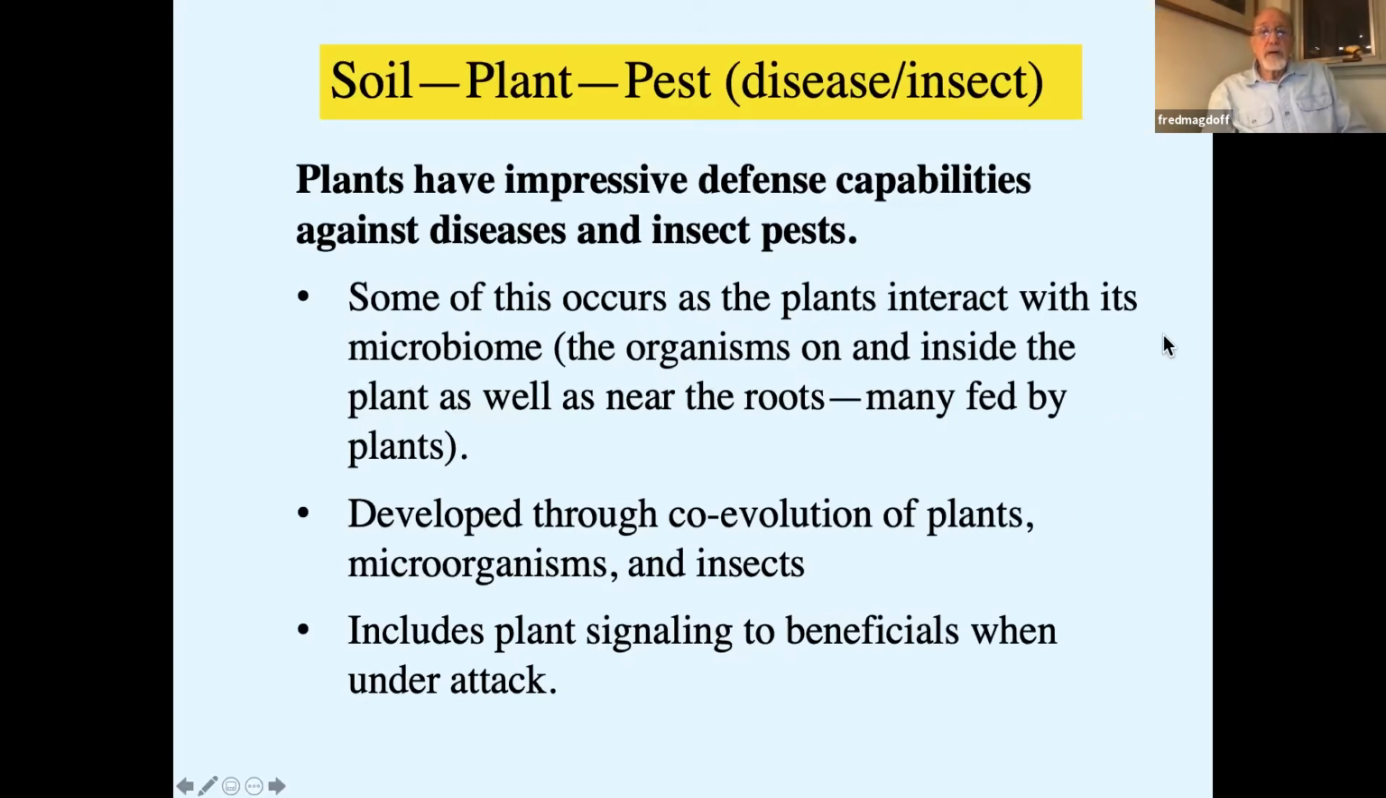Okay, so I'd like to talk a little bit about plants, soil, plants, and pests. And that's disease, insects. We could talk about weeds if people want to as well. But the thing that's really interesting to me, and something I learned along the way, it's nothing I learned when I was a student at the time, is that plants have impressive defense capabilities against diseases and insects. And some of this occurs as the plants interact with their microbiome. I presume everyone's aware that we've got all these organisms living on our skin, in our mouth, in our gut, the human microbiome. Well, all animals and plants have a microbiome with organisms living on their surfaces and inside them.